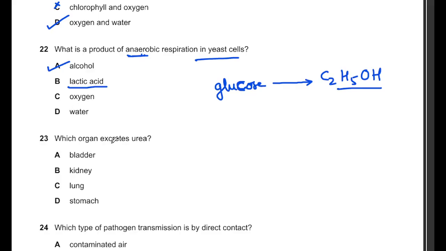Now, which organ excretes urea? Bladder, it will store urine. Kidney, something is it related to urea? Lungs, which is doing respiration or breathing.